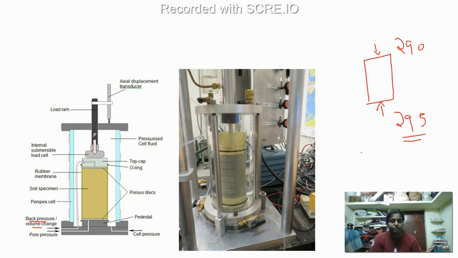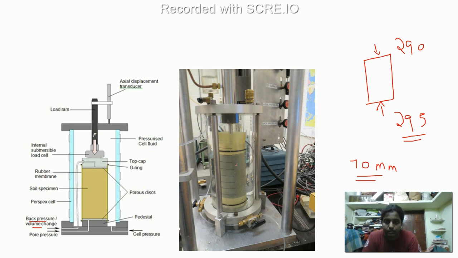So generally we go for a 70 mm length and 35 mm, sorry, 70 mm dia sample. Yeah, 70 mm dia if I'm not wrong. There are some standard rubber membrane sizes available. So 70 mm dia we generally go for.